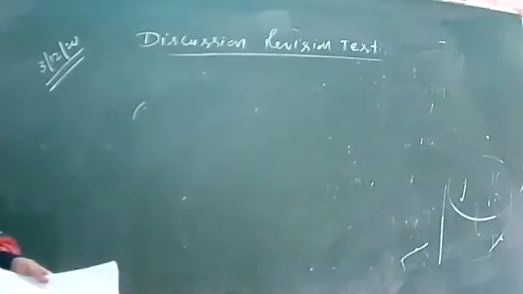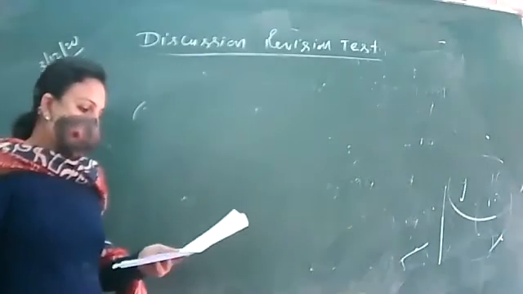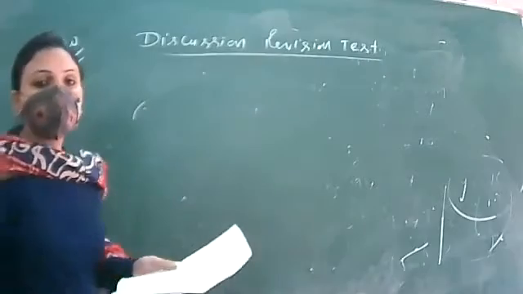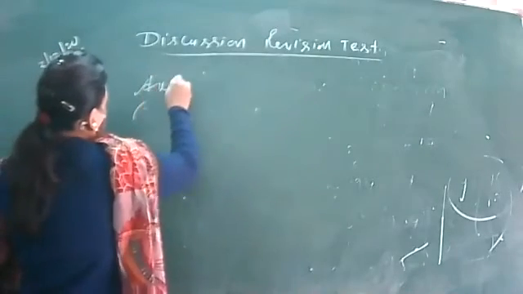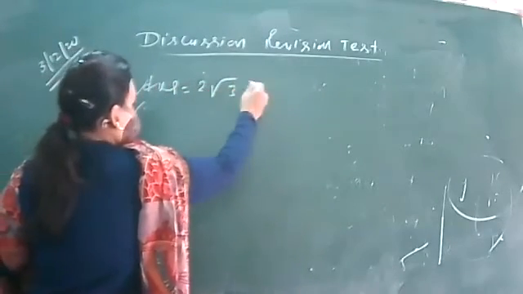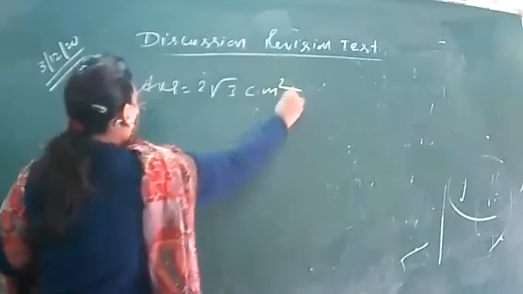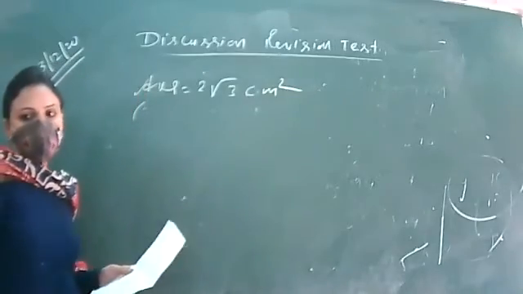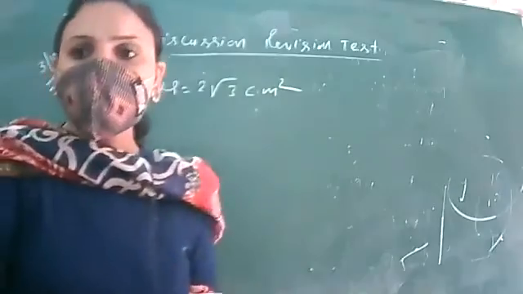The area of equilateral triangle is 2 root 3 centimeter square. Find the side of the triangle. What is the area of the equilateral triangle?